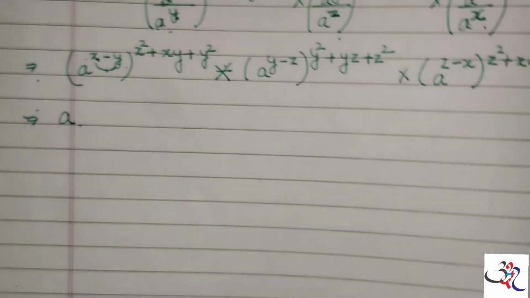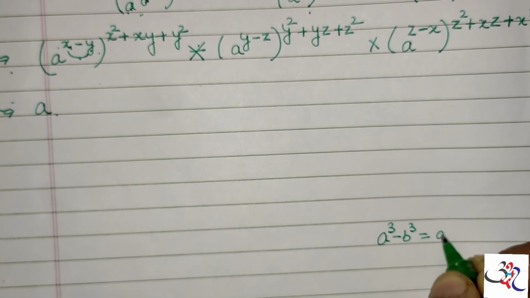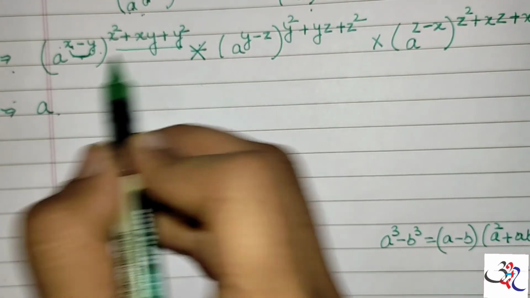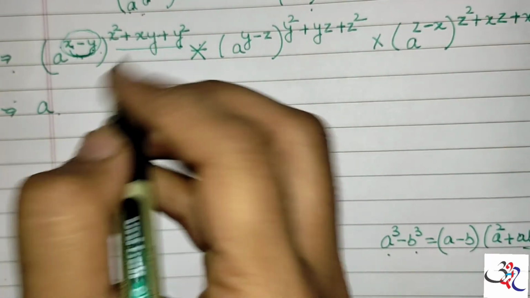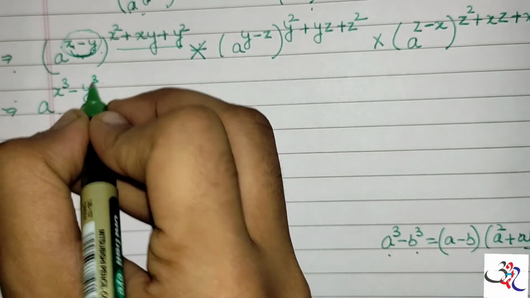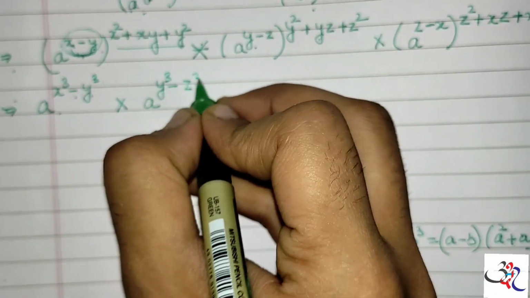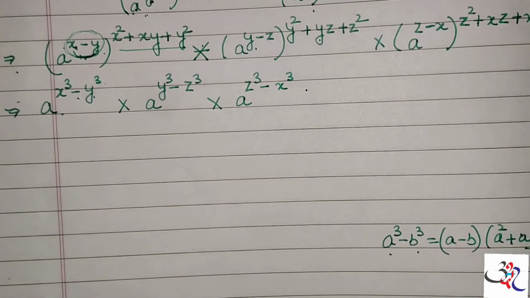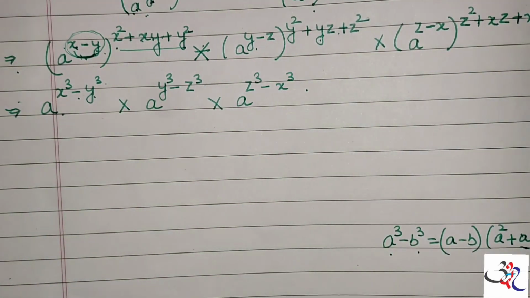So now you can see what is the formula of a cube minus b cube? A cube minus b cube is what? A minus b into a square plus ab plus b square. So you can see that this is the same formula for a cube minus b cube. So I can write it down that this is simply x cube minus y cube into, similarly here also, y cube minus z cube into a raised to the power z cube minus x cube. This is my a square plus ab plus b square. So similarly here also, right?